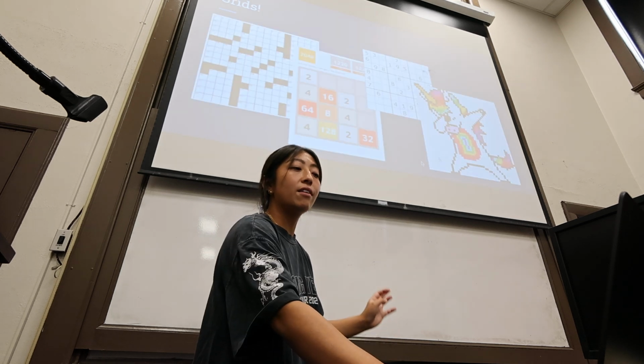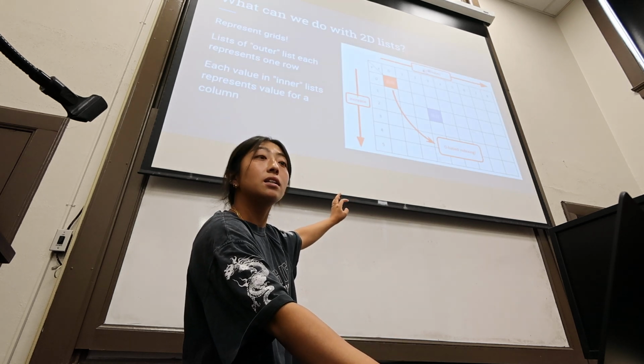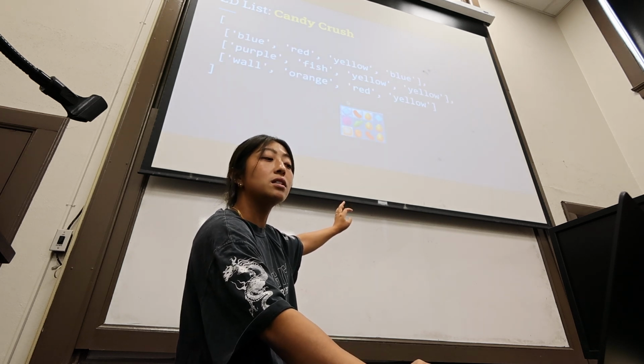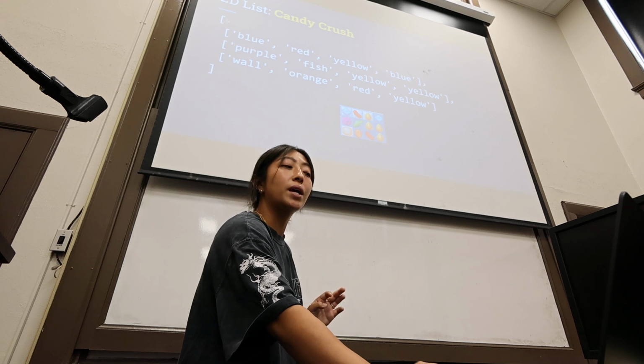So we have coordinates, right, like this. Those coordinates represent where this information is, right? Do you see how this grid became this 2D list?